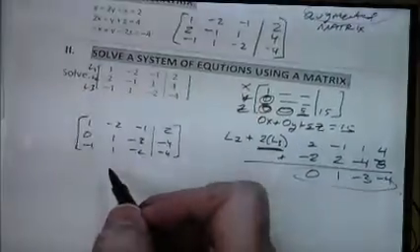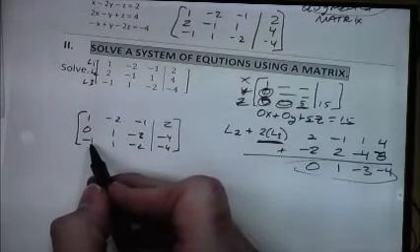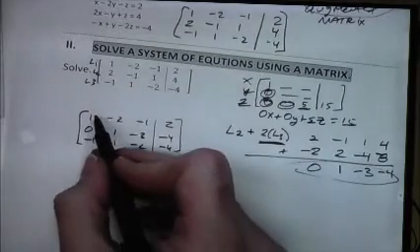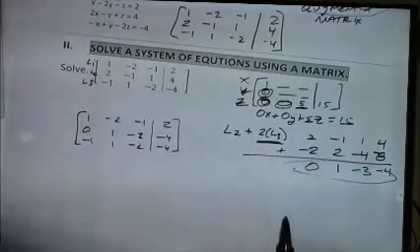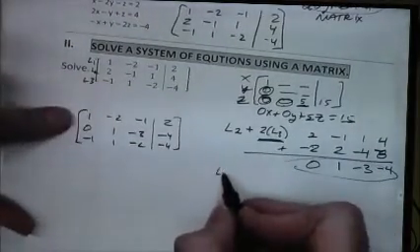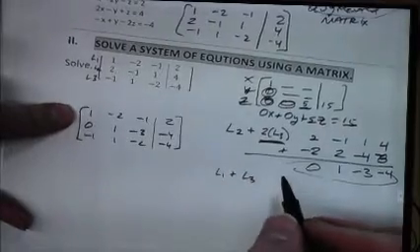I'm trying to get that one. Now I want to do this one. Well, getting this 0 is easy. Look right here. All I have to do is add these two. I don't even have to multiply them. So I'm going to take L1, and I'm going to add to it L3.